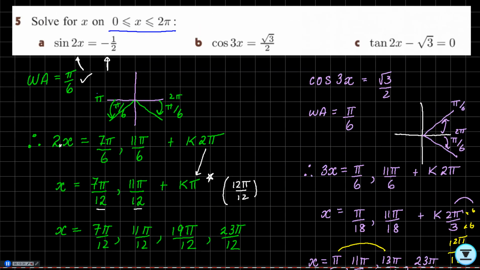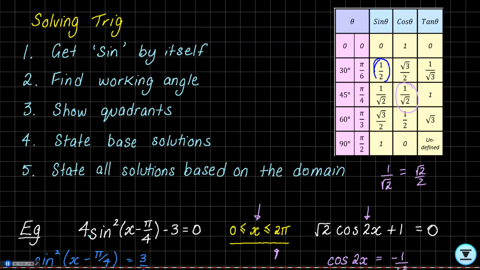Now let's go and have a look at B. Had to do it over here. Once again, we've got cos by itself. So now we have to find the working angle. So again, we go back to our table. We look at cos root 3 on 2. Now we're doing with this one. So it's pi on 6. Should clean up my table there a little bit, shouldn't I? Right, so pi on 6.